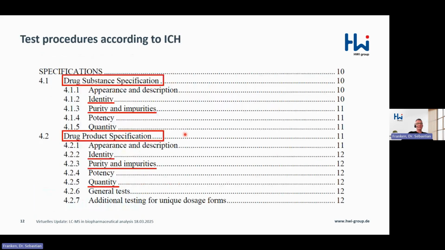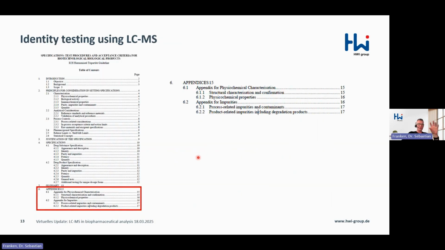Oops, sorry. More or less the same is true for the drug product specification. So also identity, purity and impurities and quantity is the field that we address with LC-MS mainly. Okay, so if we want to have a closer look, so we really want to know what we have to test, at least in the ICH guideline here, we can have a look in the appendices.